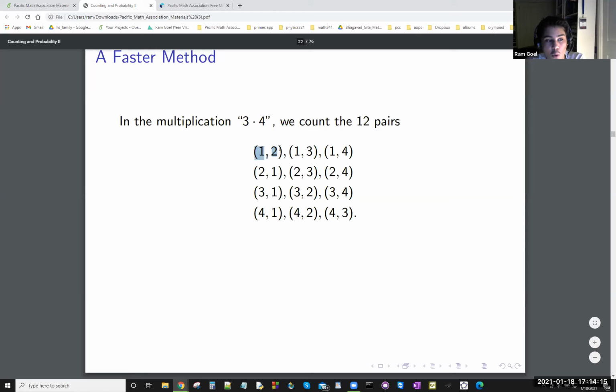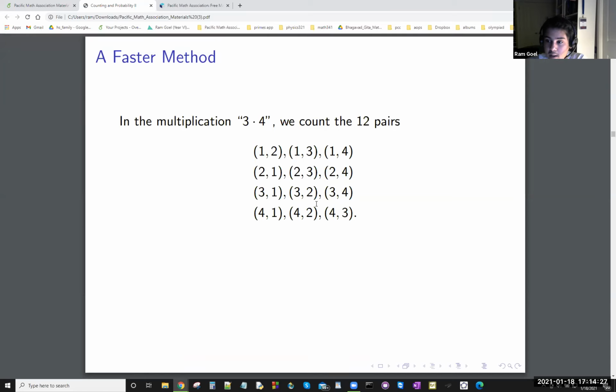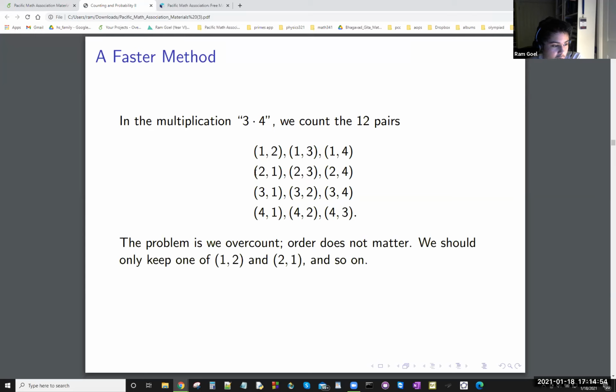The issue here is that we're counting 1, 2, for example, along with 2, 1. We're counting both of these. Similarly, we have 2, 4, and we have 4, 2 as well. Backing up, remember, the problem we're trying to count is how many ways are there to choose 2 apples from a set of 4 distinct apples if order does not matter. So order does not matter means that apple 1, apple 2 is the same as apple 2, apple 1, which means that 1, 2 is the same as 2, 1. So this 12 is not actually accurate. We need to remove some of these to get the total number of distinct pairs. In particular, we overcount. We should only keep 1 of 1, 2, and 2, 1, and so on.